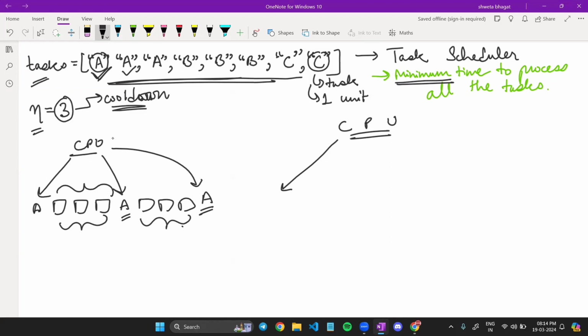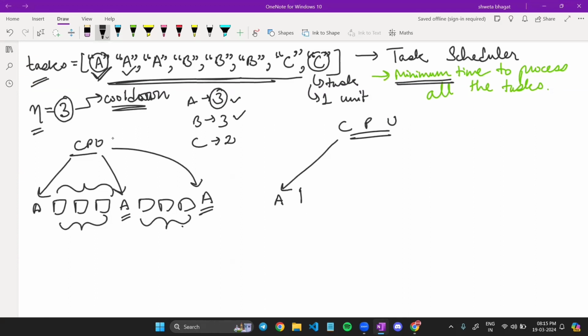Here we can see that A has a frequency of 3, B has a frequency of 3, and C has a frequency of 2. So the max frequency is 3 and both A and B have it. We can choose any one of them, so I'll be choosing A. So we can give the CPU to A.